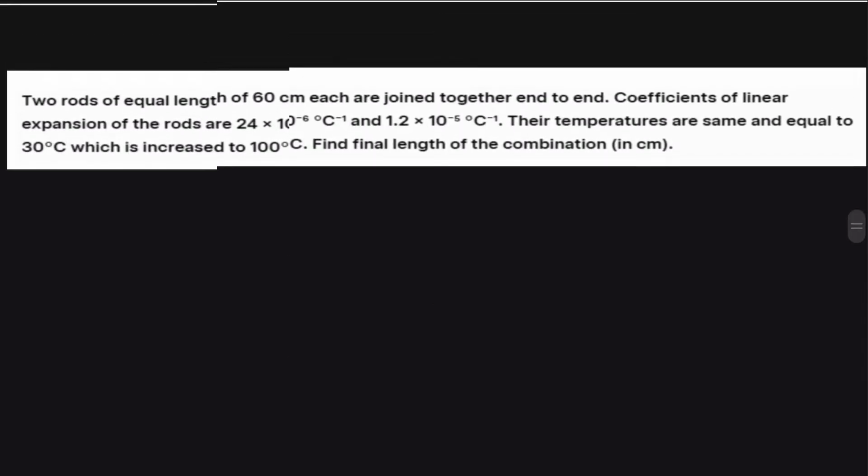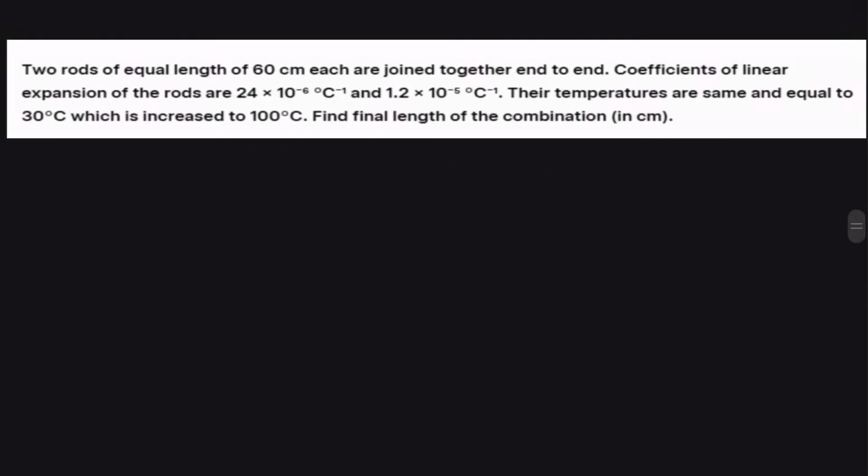It states that two rods of equal length, 60 cm each, are joined together end to end. The coefficients of linear expansion of the rods are 24 × 10^-6 and 1.2 × 10^-5. Their temperatures are the same and equal to 30 degrees, which is increased to 100 degrees centigrade. Find the final length of the combination in centimeters.